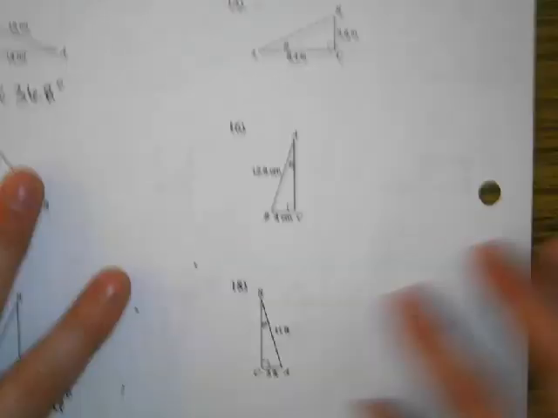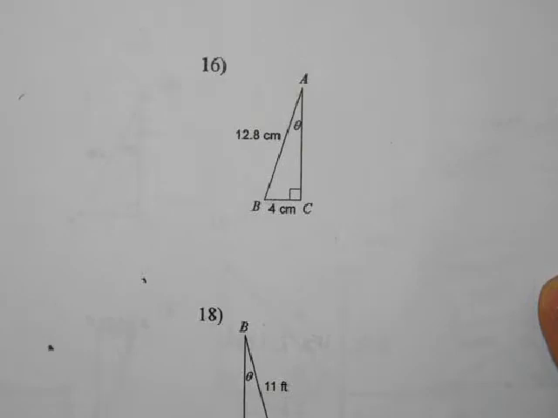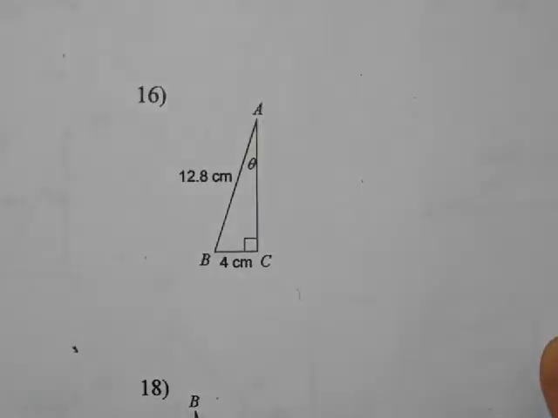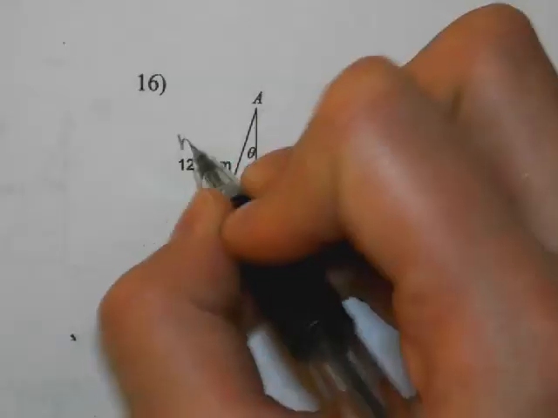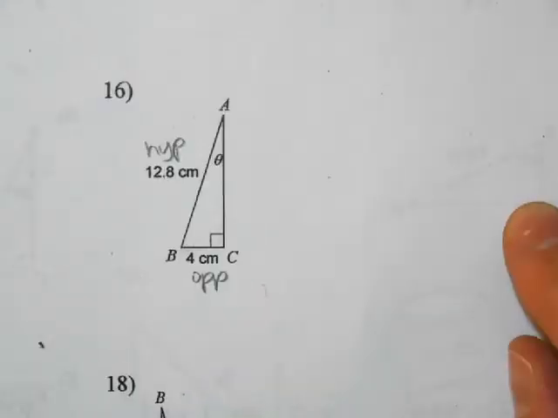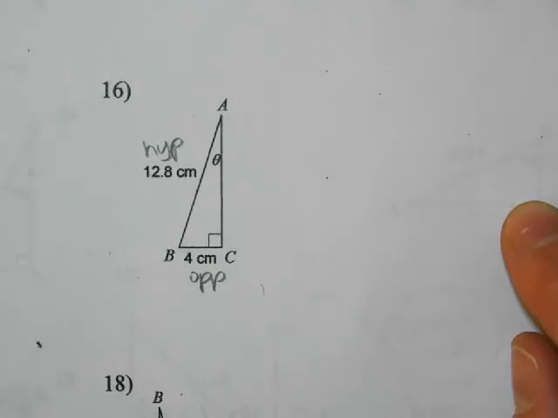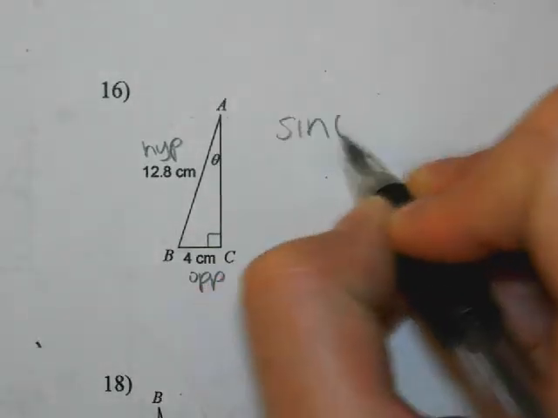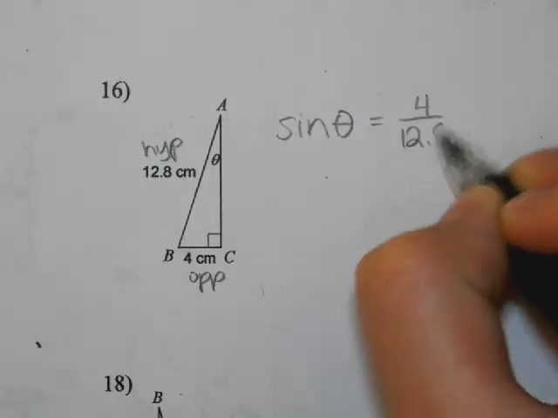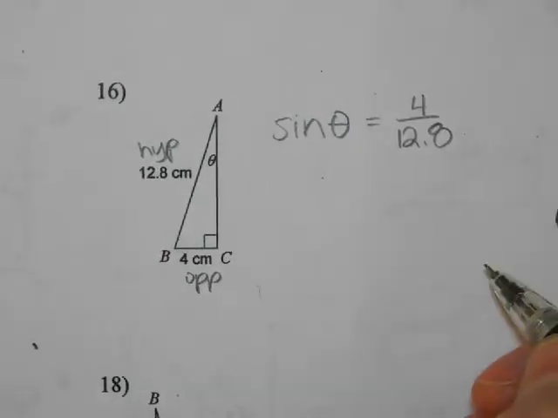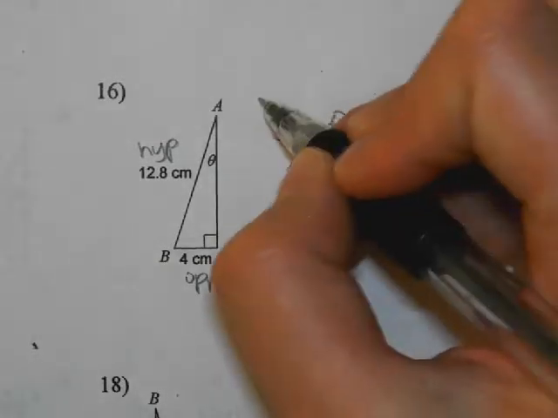All right, number 16. What are the names of the two sides? Opposite and hypotenuse. So which trig ratio should we use? Sine. So I've got sine of theta equals opposite over hypotenuse. And how do I solve for theta? You have to get rid of the sine by doing inverse.